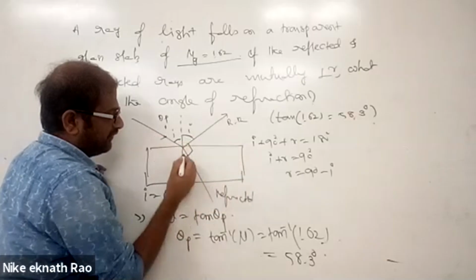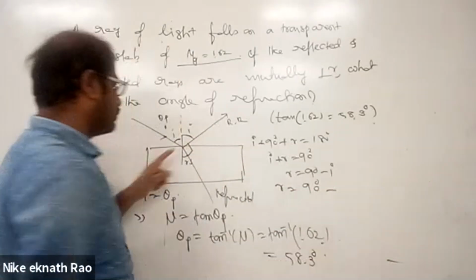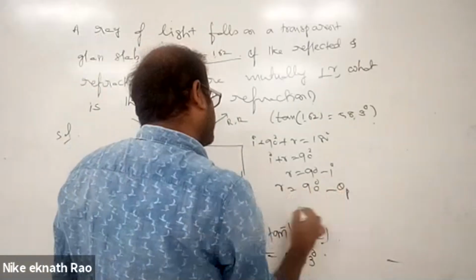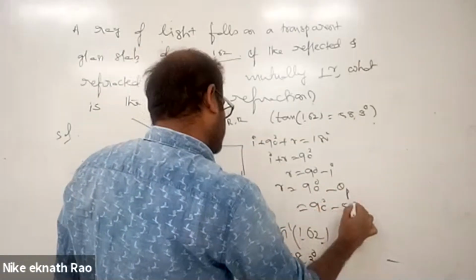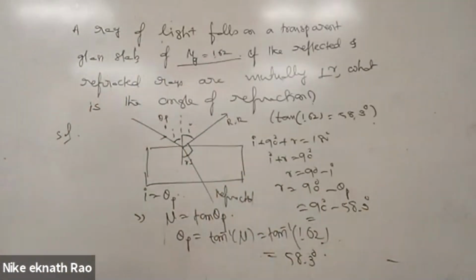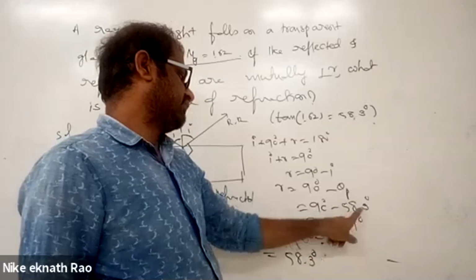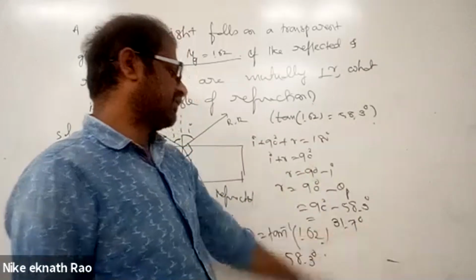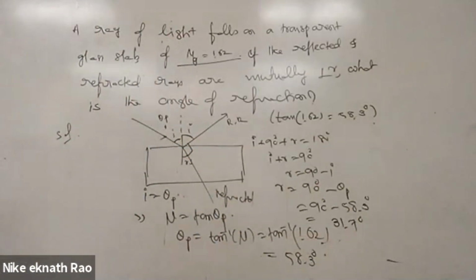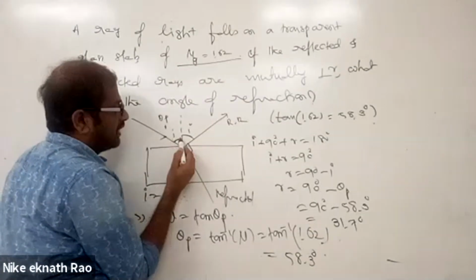So what is the angle of refraction? R value, how much now? 90 minus I. 90 minus I, where I is the polarizing angle theta P. This becomes 90 minus 58.3 degrees, which is 31.7 degrees. 31.7 degrees is what? Angle of refraction.